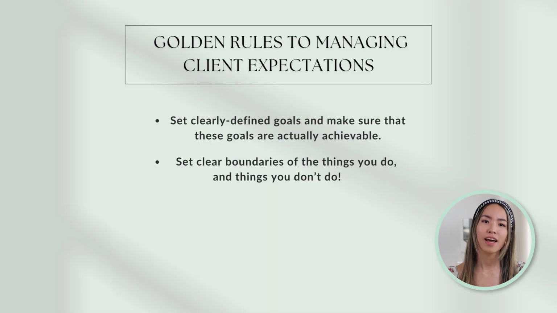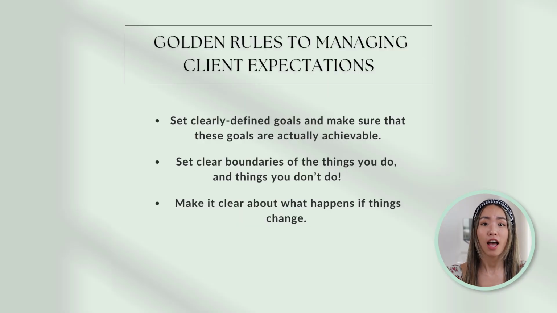if you're actually not capable of doing that. And the second thing is to set clear boundaries of the things you do and the things you don't do. Otherwise, your client might expect you to be available 24/7 and ask you to do some crazy things that you didn't even sign up for. Third, make it clear what happens if things change. For example, you might want to make it clear that the deadline will be moved back if certain things are delayed, because that happens all the time, trust me.